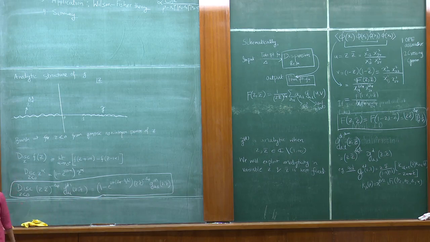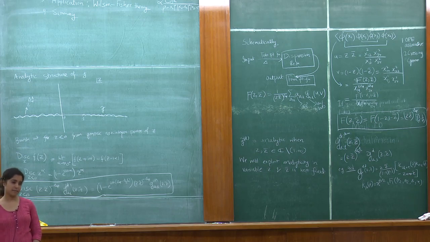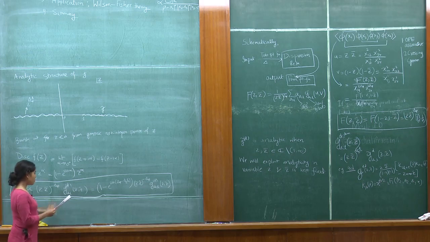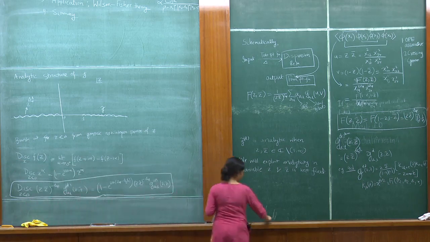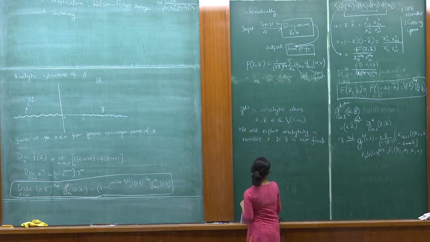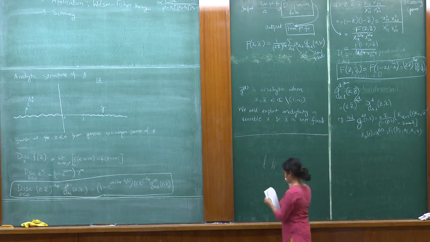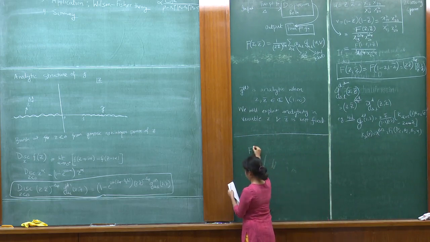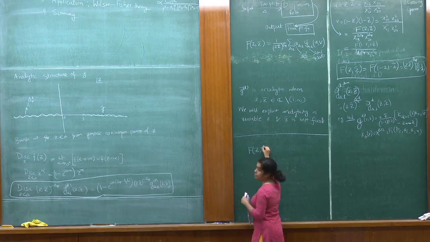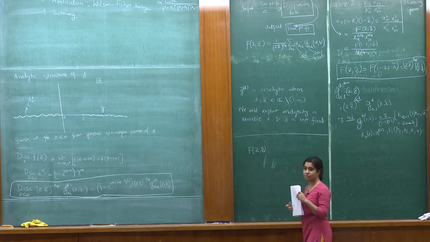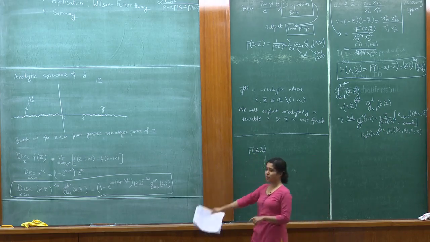Sorry, the nature of the singularity in your 1, is that like a logarithmic branch cut? Yeah, log. So now these are the ingredients that we need, and we will set up the dispersion relation. Yes, this is for a single block, not for the full correlator.